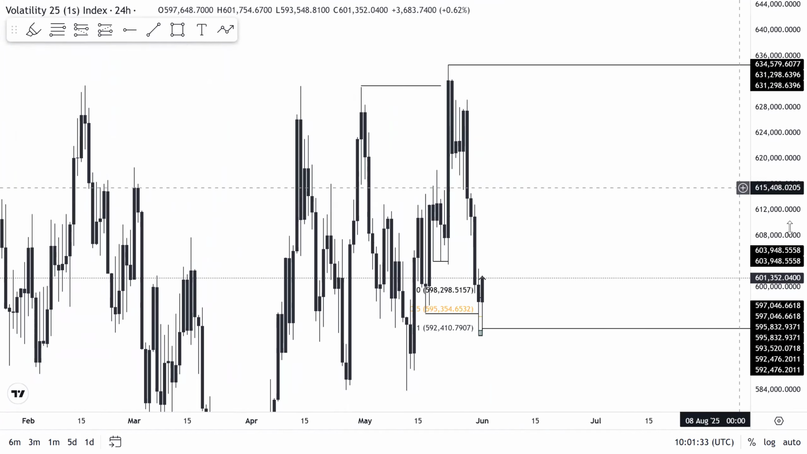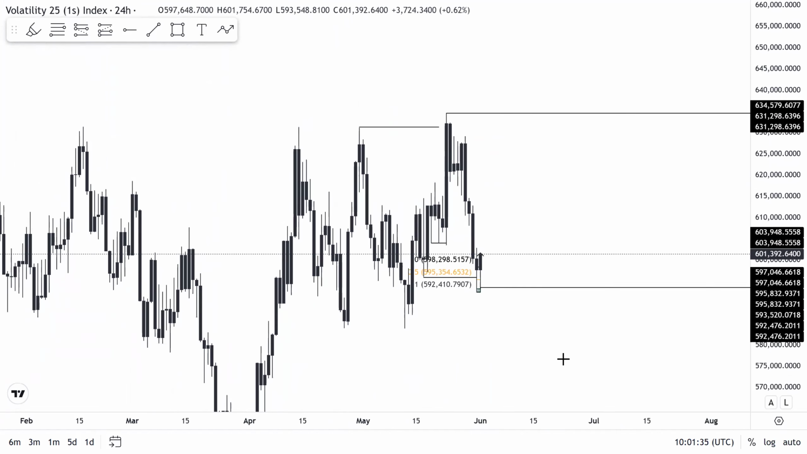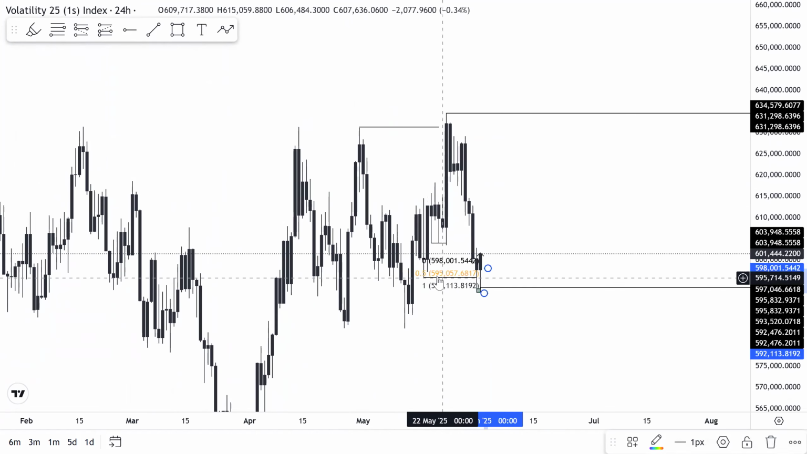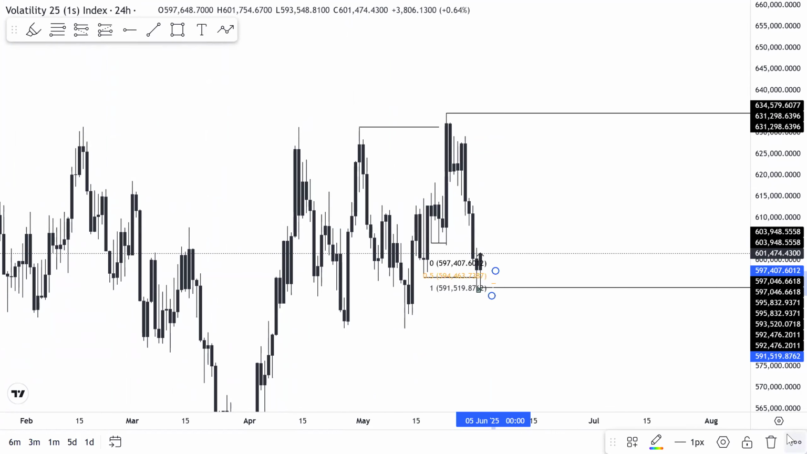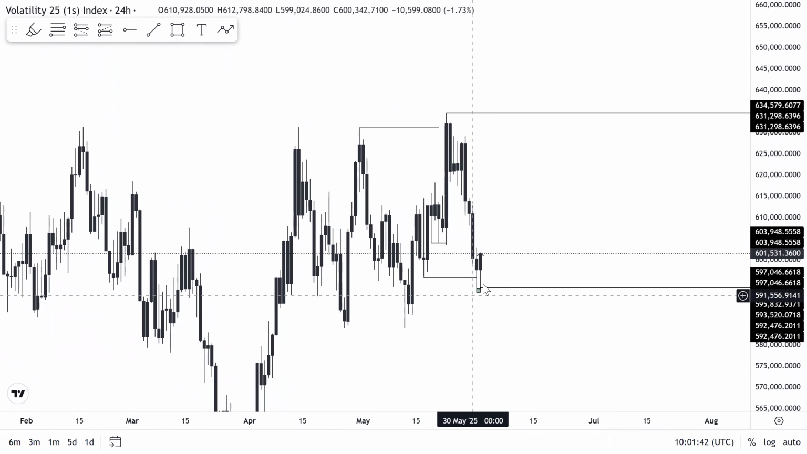It then went towards break structure to the upside, right? And you can see what's happening right now. Price has taken out this type 2 here and is already buying, right?